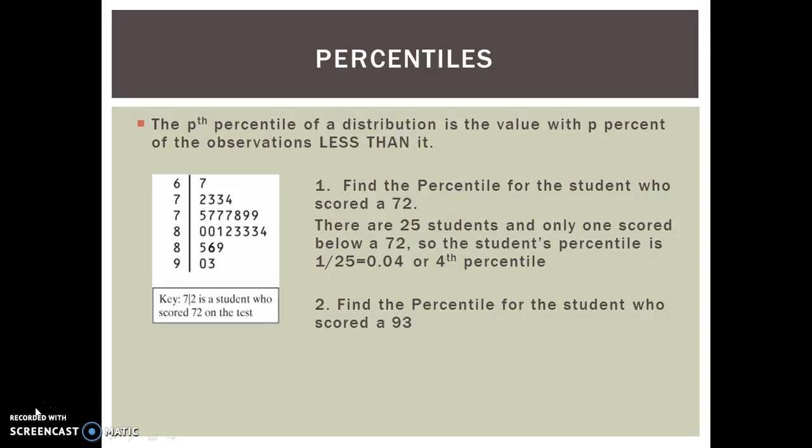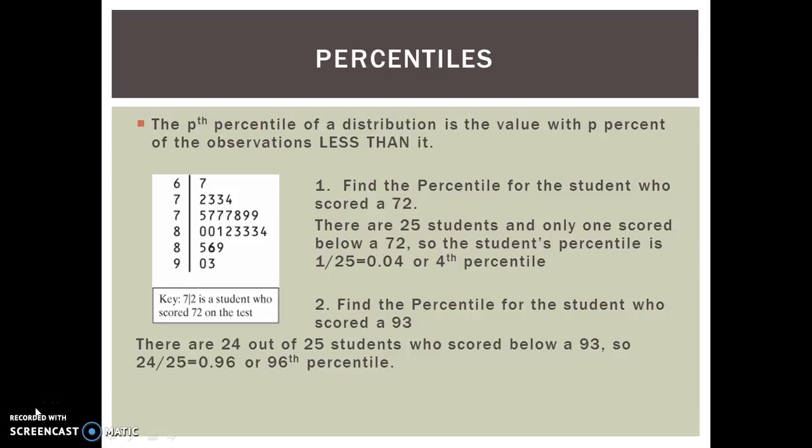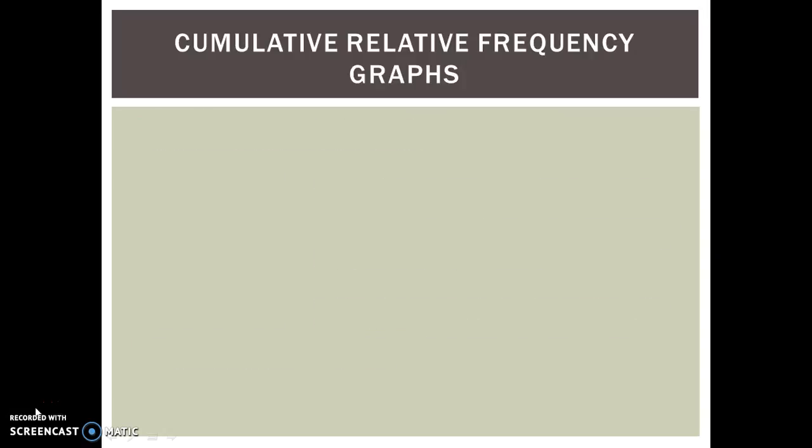Find the percentile of the student who scored a 93. Well, 93 is my highest grade. So there are 24 people that are underneath him. So 24 out of the 25 students scored below a 93. So therefore, 24 divided by 25 is 96%, or the 96th percentile. Percentile is always the number underneath you.